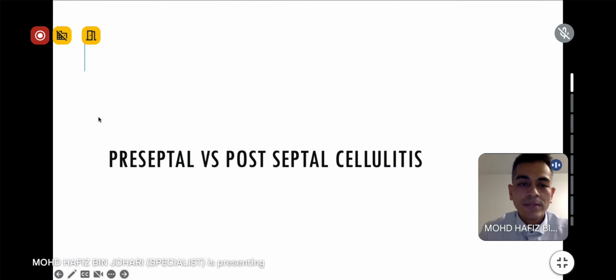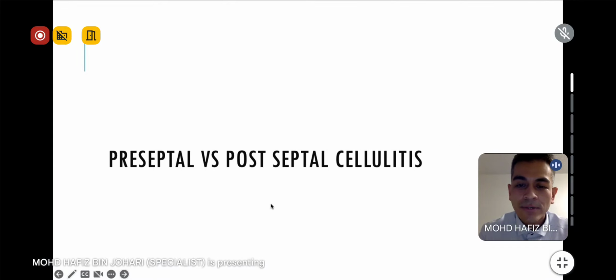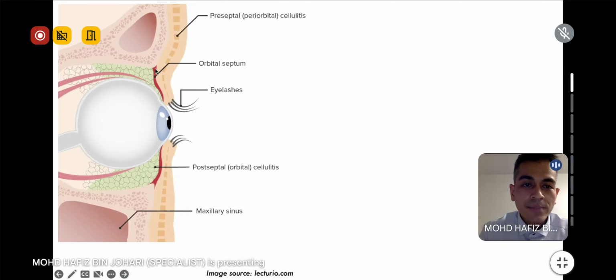What about the orbit? When we receive requests for orbit, usually the clinician wants us to help them differentiate whether it's preseptal or postseptal cellulitis. So for us to be able to answer this question, what we have to know is the orbital septum. So what is this orbital septum?